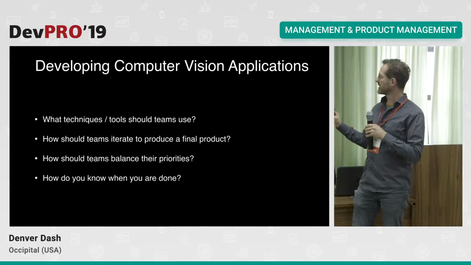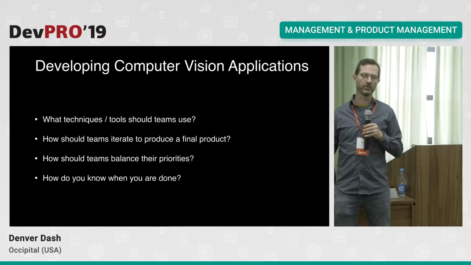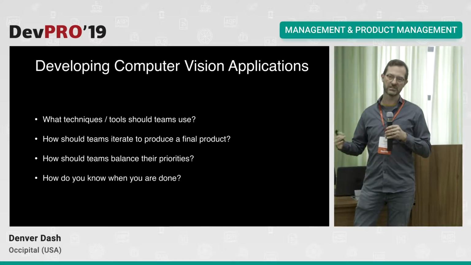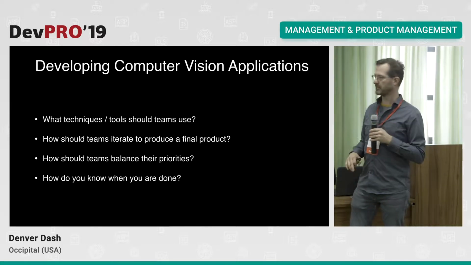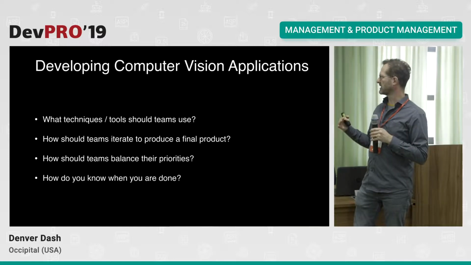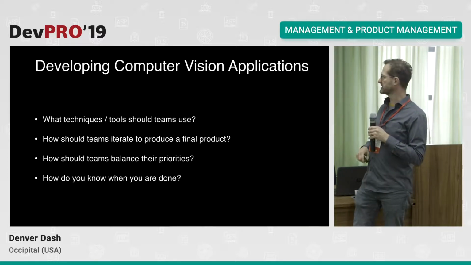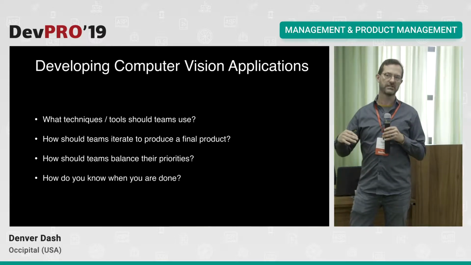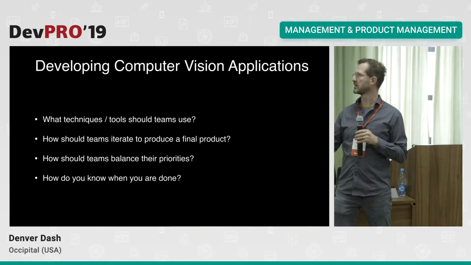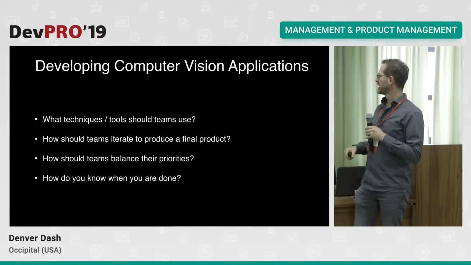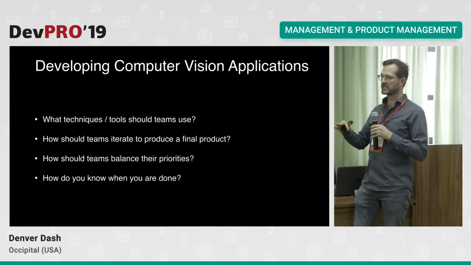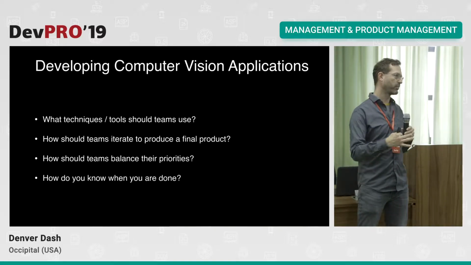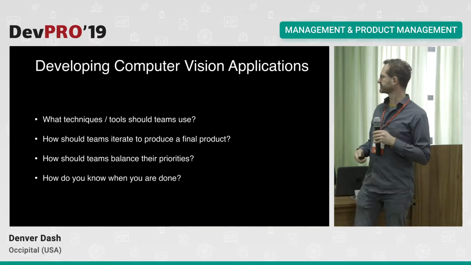This isn't a tutorial on deep learning. There are lots of those out there. This is really about managing deep learning teams: what techniques and general sets of tools they should use, how they should iterate to get to an industrial-level product, something you can release to the public, how they should balance their priorities in that process, and then finally, how do you know when you've gotten to that endpoint? How do you know it's ready to release?